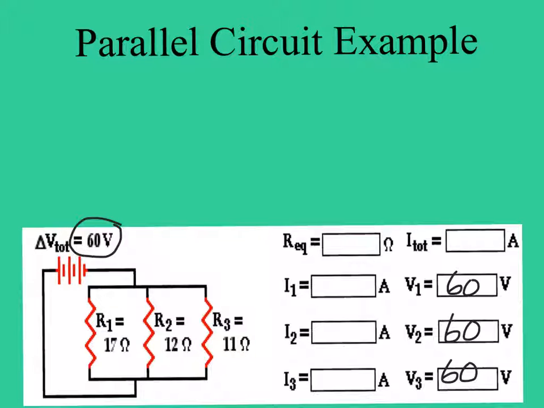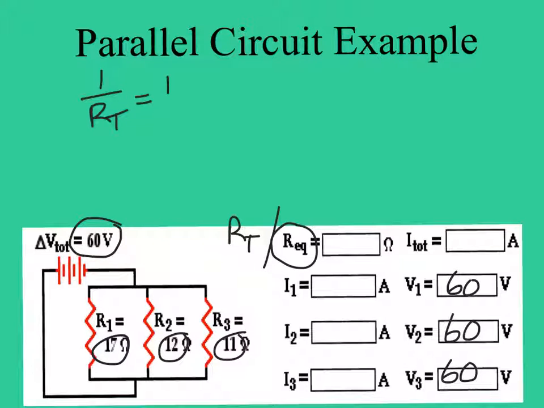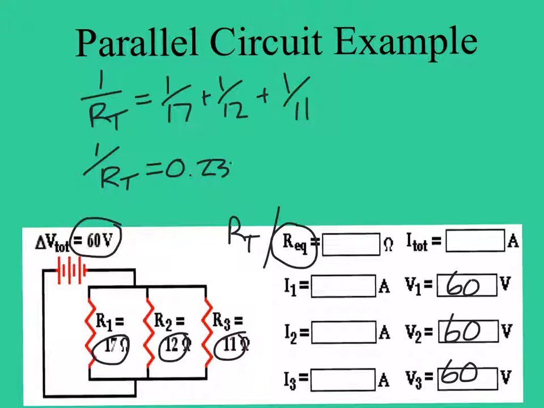All right, let's think about the total resistance and solve for this. Remember, the total resistance, RT, is the same as REQ, which stands for equivalent resistance. Let's figure that out. The inverse of total resistance, or equivalent resistance, is equal to the inverse of all three of these resistors. So 1 over 17 plus 1 over 12 plus 1 over 11. When I throw that in my calculator, I end up getting a nice decimal that is about 0.233. Now remember, that is just a decimal, like being over 1.